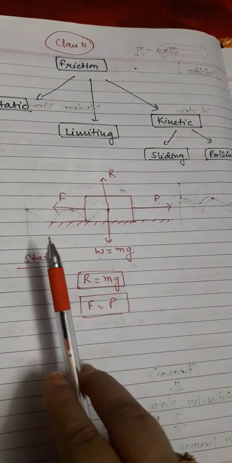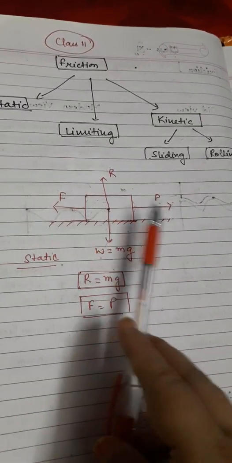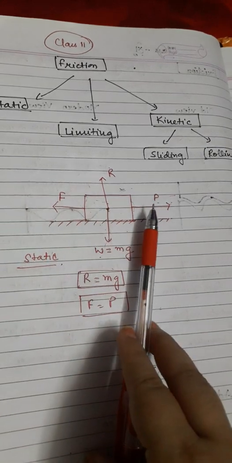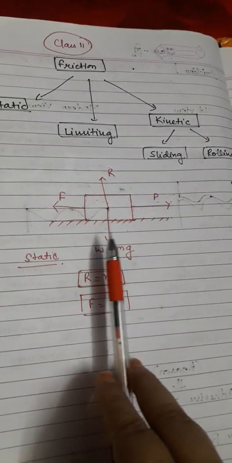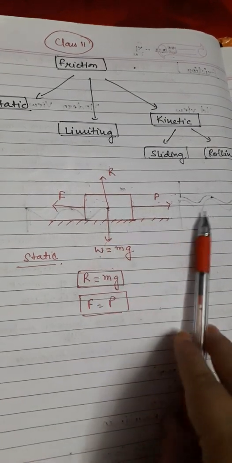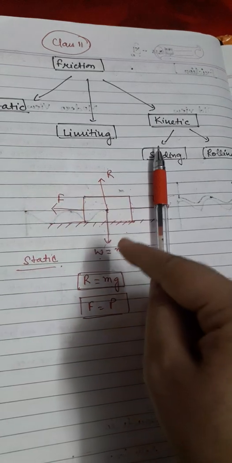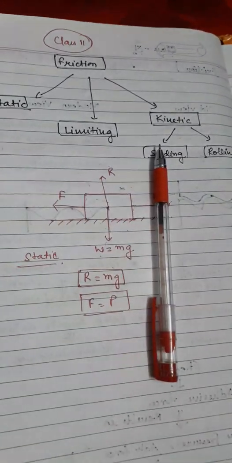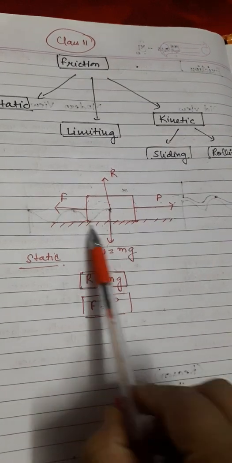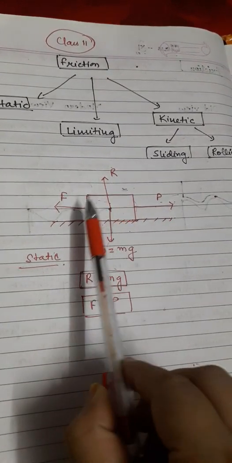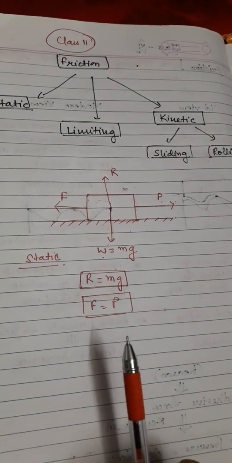Always remember, static friction does not exist by itself. When there is no applied force, there is no static friction. It comes into play the moment there is an applied force. If suppose there is no P, there will be no F as well. There will be only two forces, R and W. And if we are applying P and still the object is not moving, only then static friction comes into play. So that is the role of static friction.